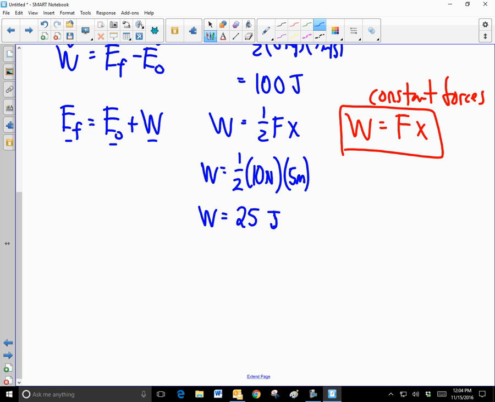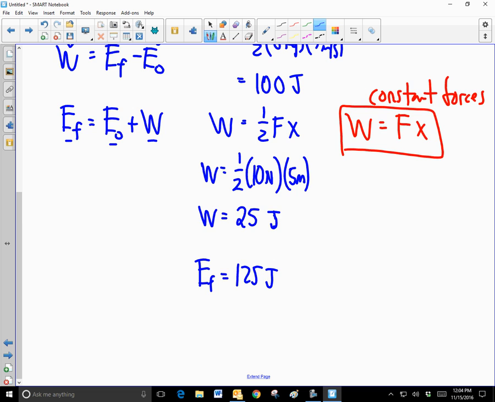So it started with 100. It changed by 25. So what was the final amount of kinetic energy it had? 125 joules, assuming that the force was applied in the same direction. If the force was applied in the opposite direction, what would happen to the energy? It would decrease. So we'd have to be more specific in the problem.